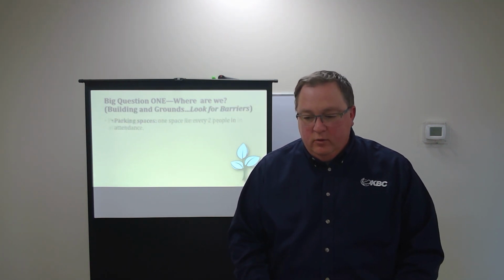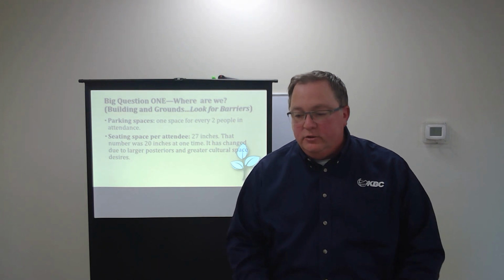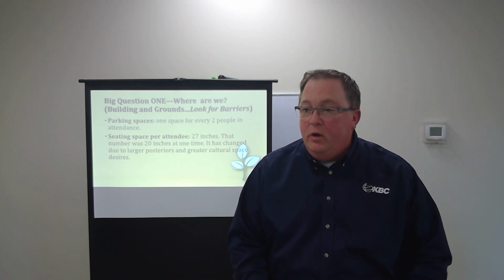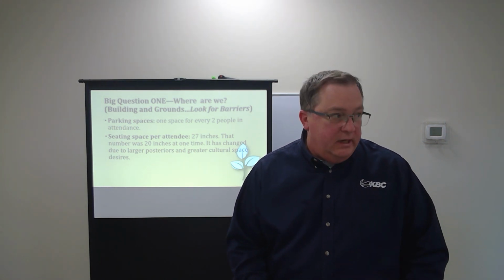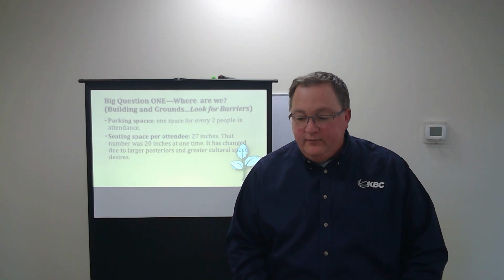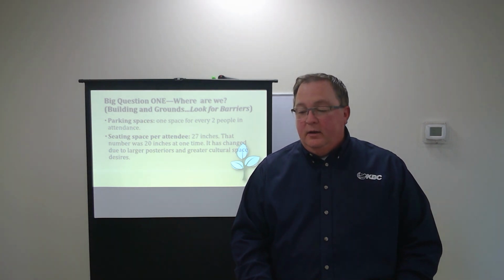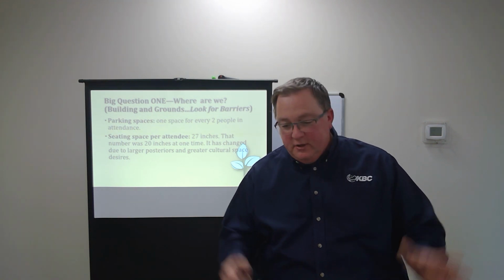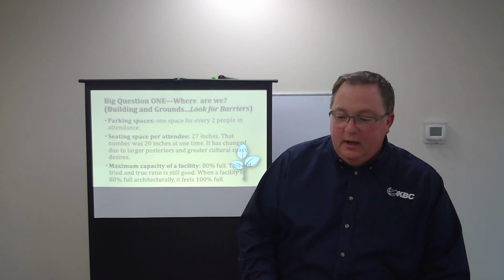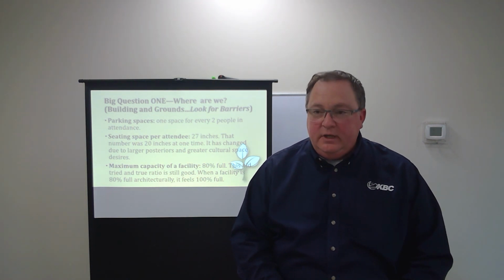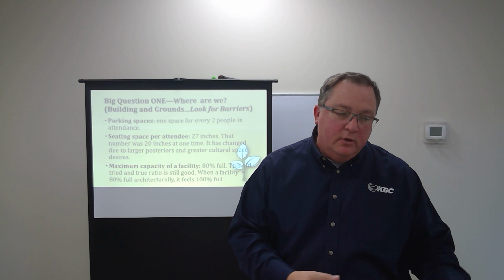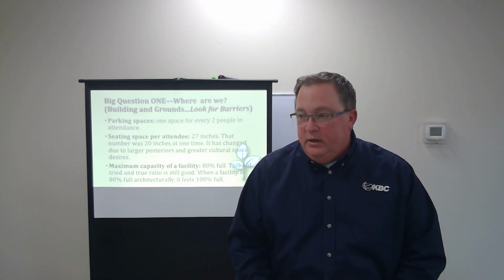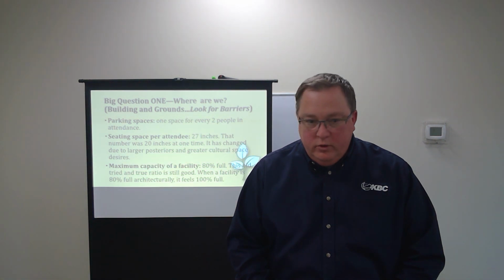All right, very quickly, we're about out of time. Building and grounds, what are we looking for? We're looking for barriers, right? Parking spaces. You need to have one parking space for every 2 people in attendance. Seating, we've talked about that some already, but 27 inches. The number was 20 inches at one time. You can deduce what you want from that. Maximum capacity of facility, 80%. Some are saying 70% now, but somewhere in that area, people won't come to church.